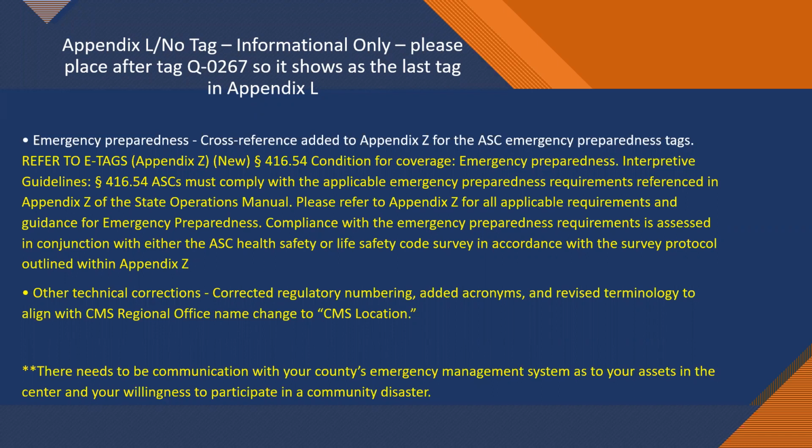The other technical corrections, the regulatory numbering and acronyms, align with the CMS regional office change to CMS location. Remember, there needs to be communication with your county's emergency management system as to your assets in the center and your willingness to participate in the community disaster. And you need to have proof of that communication to go along with your hazard vulnerability assessment and your disaster emergency preparedness plan. Next slide.